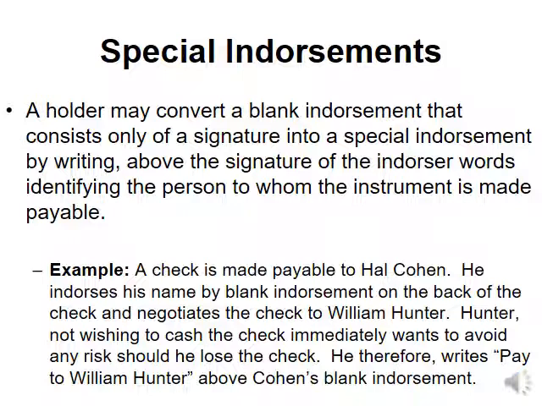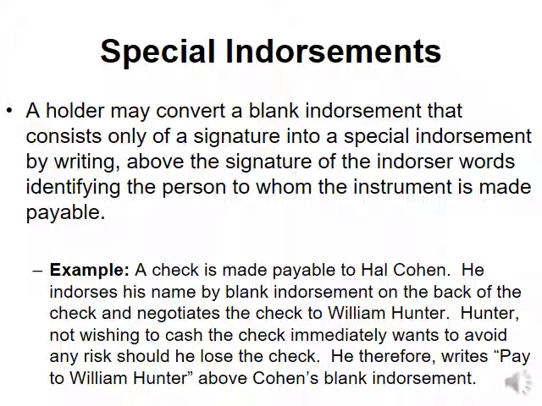Again, a holder can convert a blank endorsement over to a special endorsement. If you have a blank endorsement, just the signature, and you were to put a pay to a specific party over that, you would make it a special endorsement. So for example, a check is made payable to Hal Cohen. If he endorses it with a blank endorsement on the back and then he negotiates it to William Hunter, William Hunter is a holder just by delivery because it's a blank endorsement.